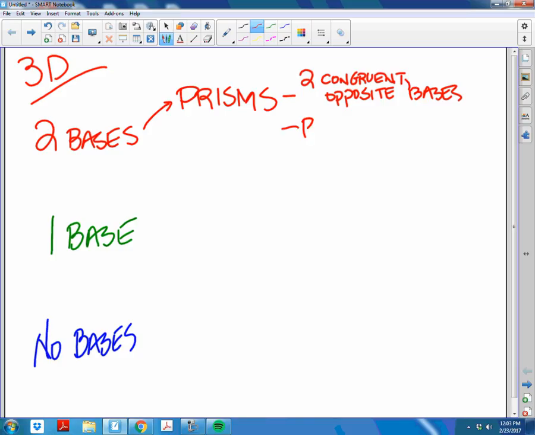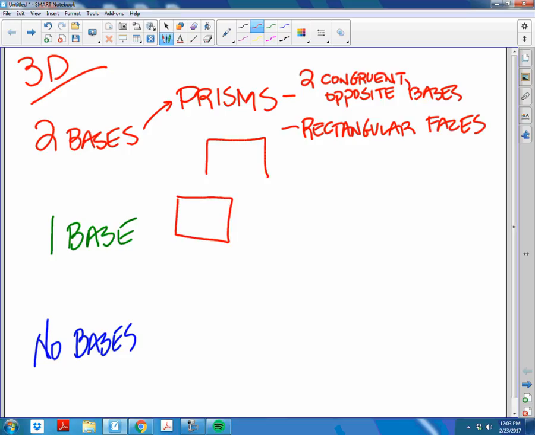And it only has what are called rectangular faces. Now, the faces of an object are the sides, not including the bases. I'll give you a quick example. If you have a rectangular prism, it looks something like this. But it also has square faces? Yes, because a square is a rectangle. Remember we learned that last unit? A square is a rectangle. So a cube is considered a type of prism.